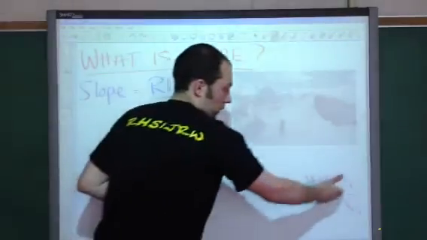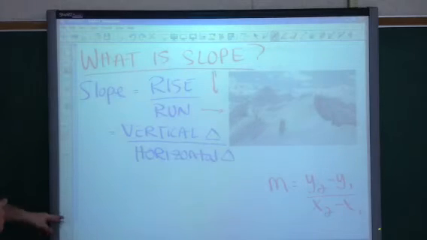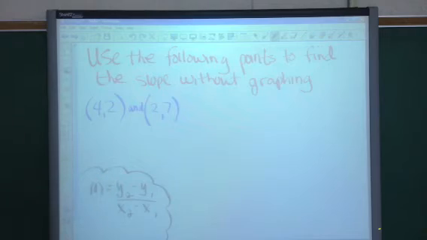So this is what we're going to look at today. Finding slope given 2 points, not graphing. So let's look at an example here. It says to use the following points to find the slope without graphing. So here are 2 points. And in the bubble, here's our reminder. So let's find our slope.